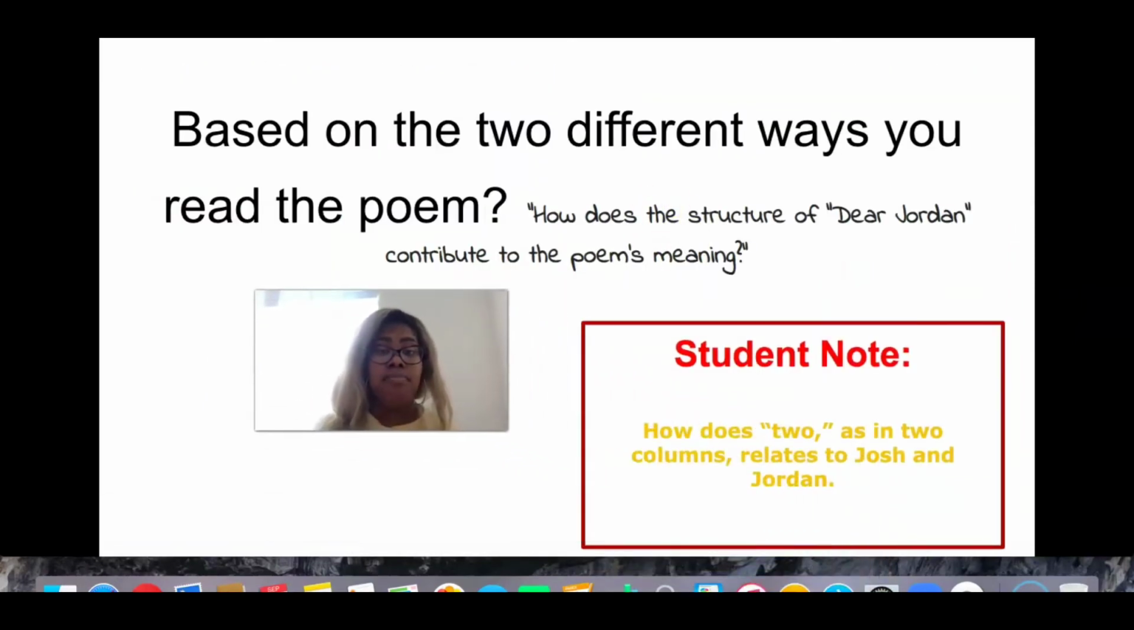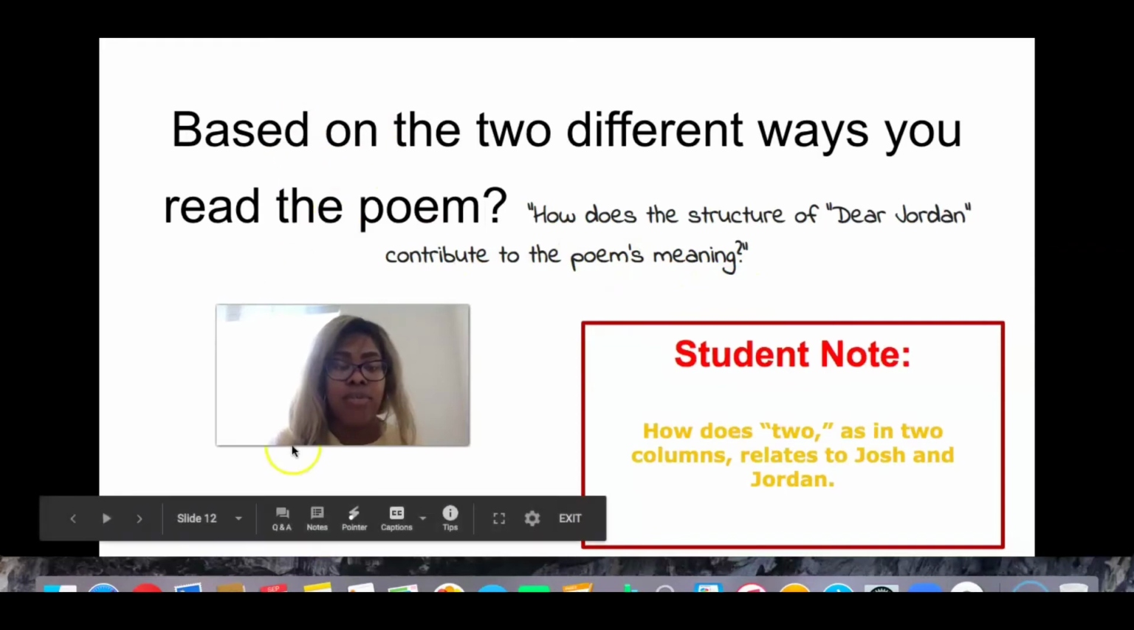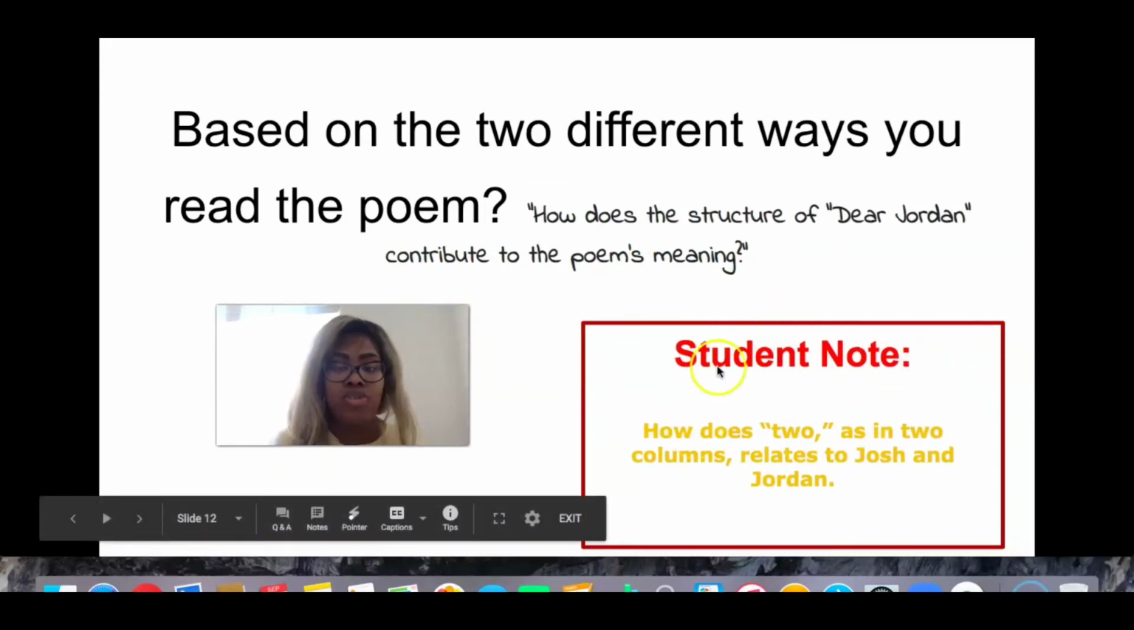Now let's think. Based on the two different ways that you read the poem, first we have to look at what meaning we get from the first time when we read it up and down, and then what meaning we get when we read it across. How does the structure of Dear Jordan contribute to the poem's meaning? So what meaning did you get from the poem when you read it up and down? And what meaning of the poem did you get when you read it across? I want you guys to also pay attention to this. How does the word two, as in two columns, relate to Josh and Jordan? How does it relate?